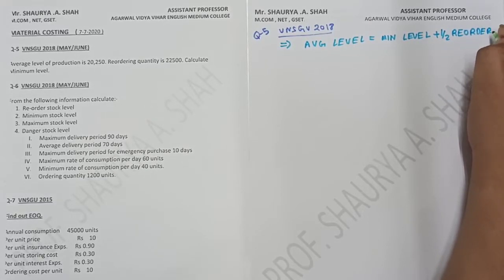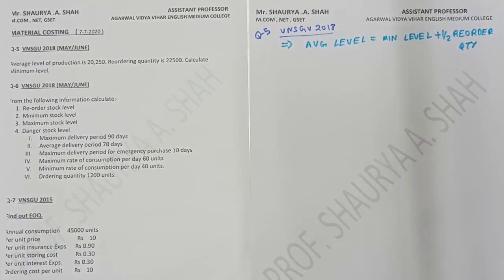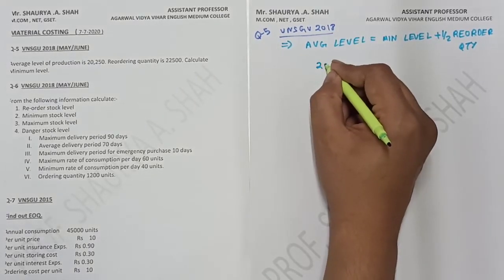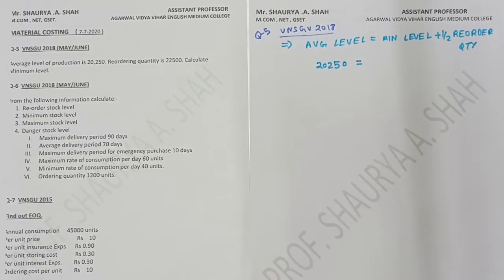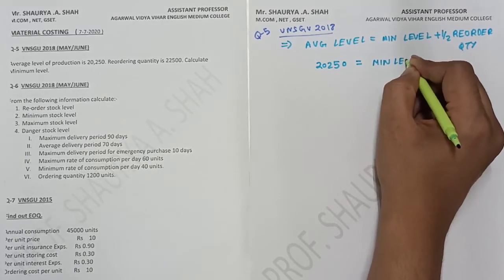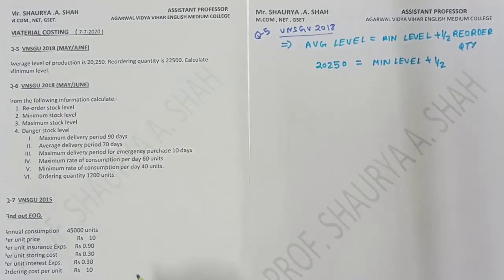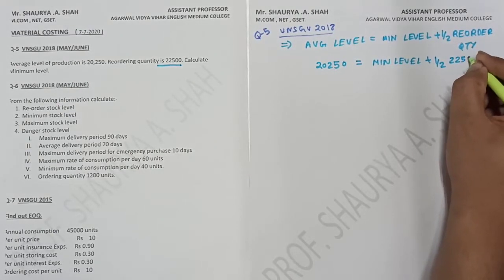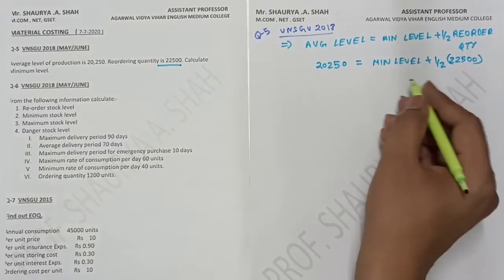Use the information which is given in the sum and the question itself. What is average level? Average level is minimum level plus half reorder quantity, right? So what is my average level, students? I am having 20,250. The answer is given in the question. What is my minimum level? I don't know. So I put the same minimum level plus half of what? Of reorder quantity given in the sum, right? That is 22,500.